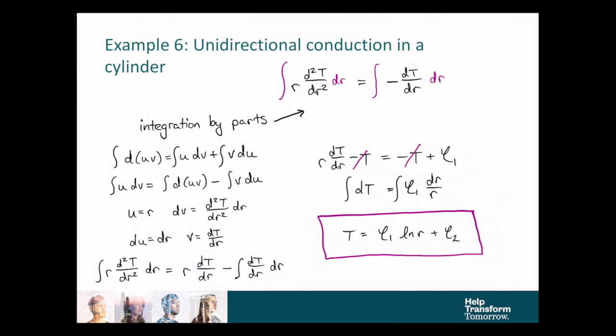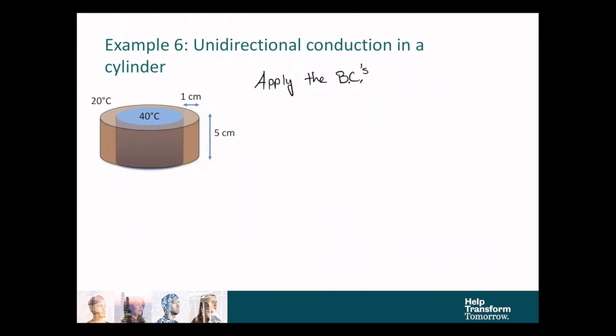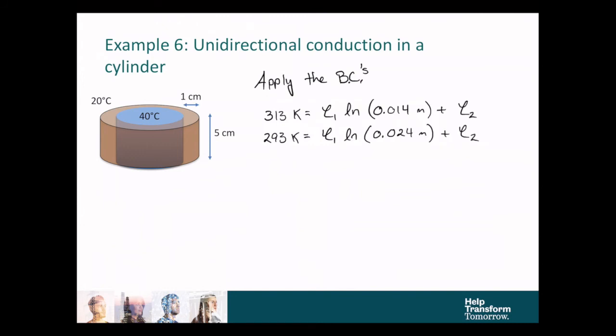To solve for the constants of integration, we apply the boundary conditions. And so our first boundary condition is that the internal temperature is 313 Kelvin, and from our calculations for part 1, we know that the internal radius is roughly 0.014 meters. The second boundary condition is the external temperature is 293 at the outer radius, which is about 0.024 meters.